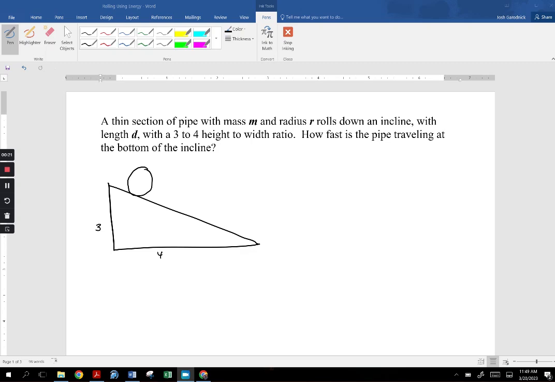And in the past, when we use energy, we've written out the work energy theorem, which is what we're going to do here. We're going to start with initial kinetic energy, initial gravitational potential energy, but now we also have rotational kinetic energy. So K rotational, K-rot, initial plus work equals final kinetic plus final potential plus final rotational.